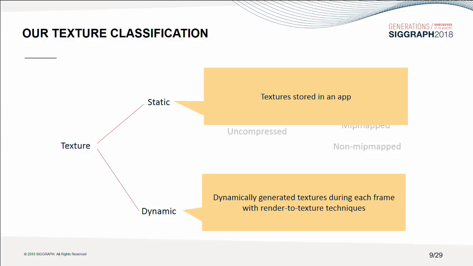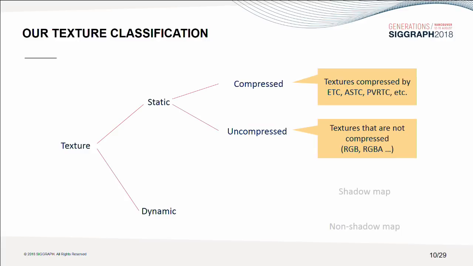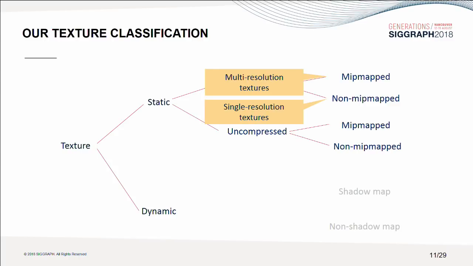This slide shows our texture classification. We first divide textures into static and dynamic textures. Static textures are textures stored in an app, and dynamic textures are dynamically generated during each frame with render-to-texture techniques. Those static textures can be divided again into compressed and uncompressed textures. And compressed and uncompressed textures can be categorized again into multi-resolution min-max textures and single-resolution non-min-max textures.